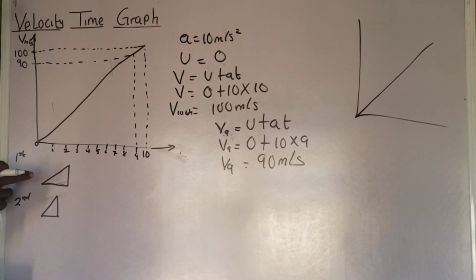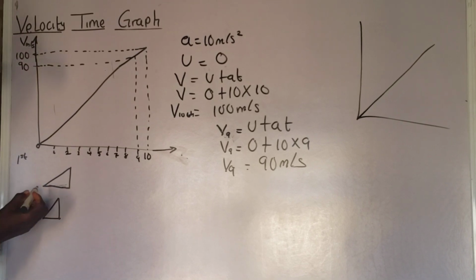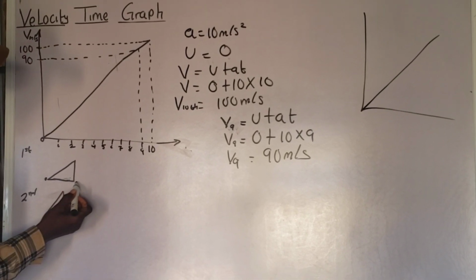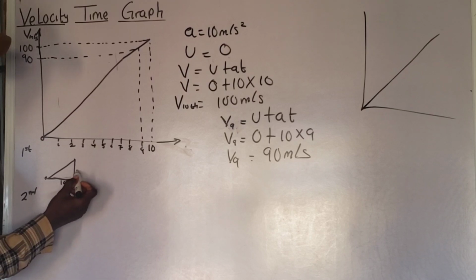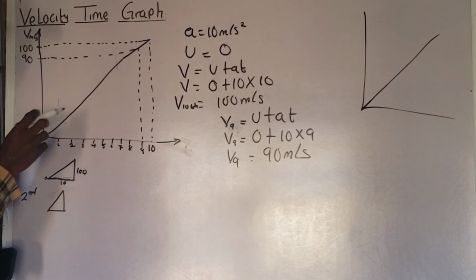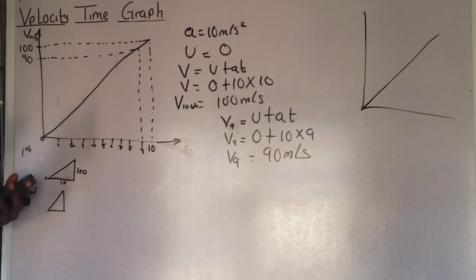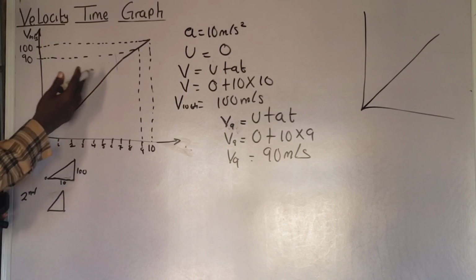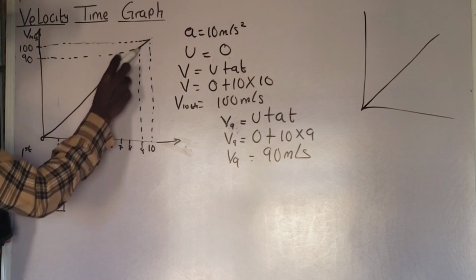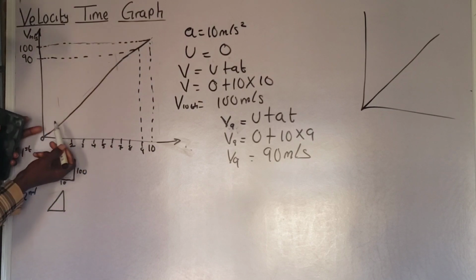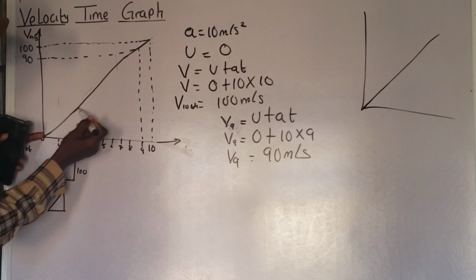The first shape is the bigger triangle. From this point to this point is what? 10. So we have 10 here. And from this point to this point is what? 100. Please pay attention. We have two right angle triangles in this shape. The first right angle triangle is this.